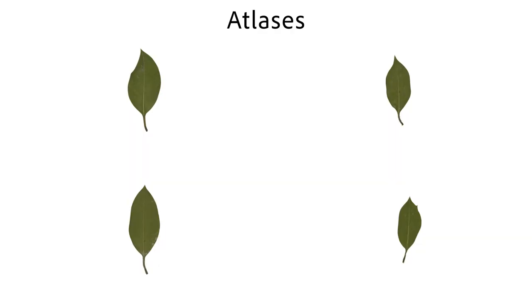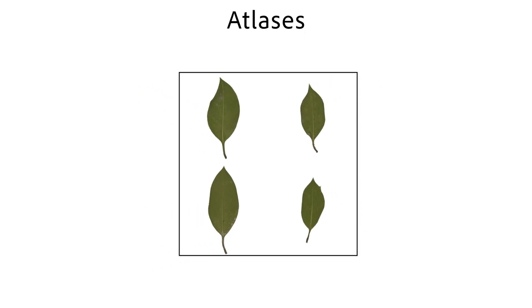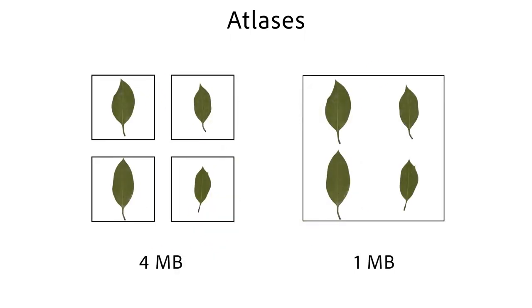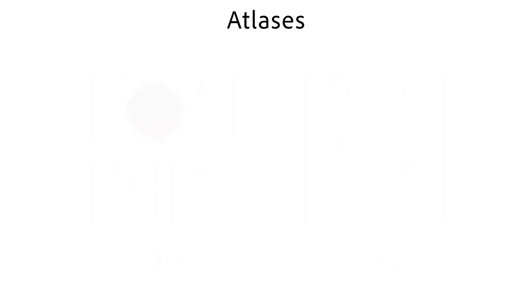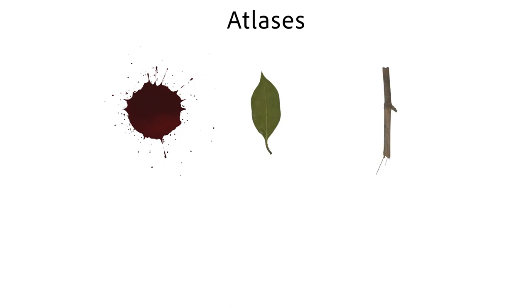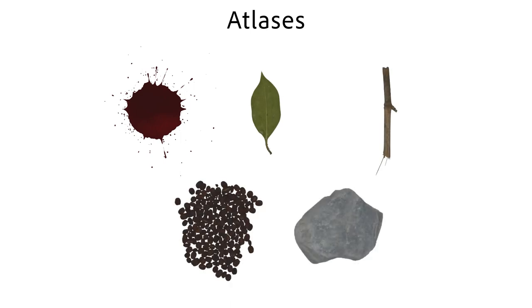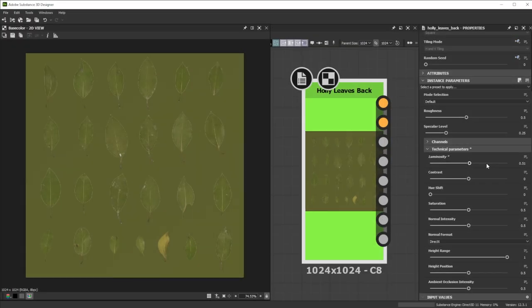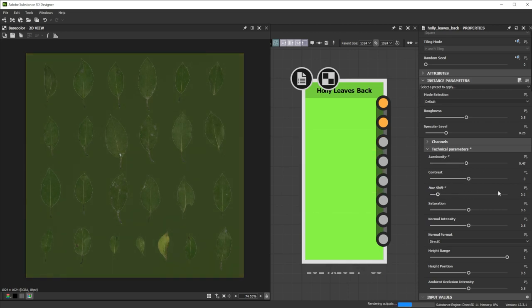An atlas is a collection of different images or textures combined into a single file. Atlases improve performance by requiring less separate texture files to be loaded. An atlas can include various elements like stains, fallen leaves, sticks, pebbles, or coffee beans, to name a few. And substance atlases are dynamic, which means they can do much more than a static image atlas.